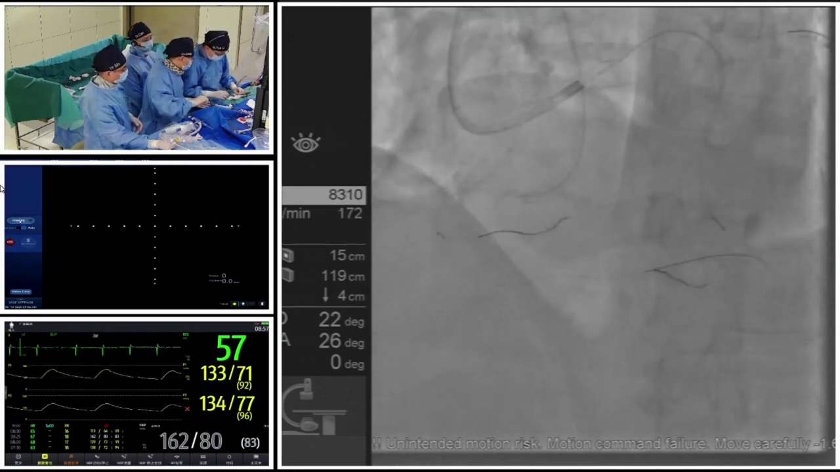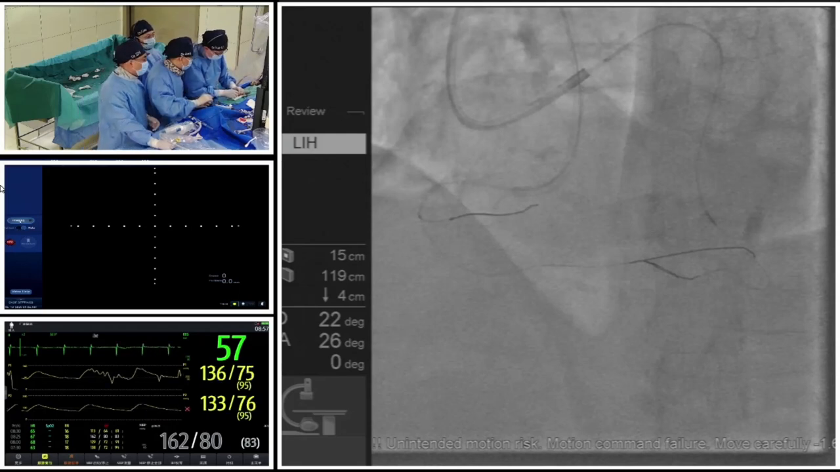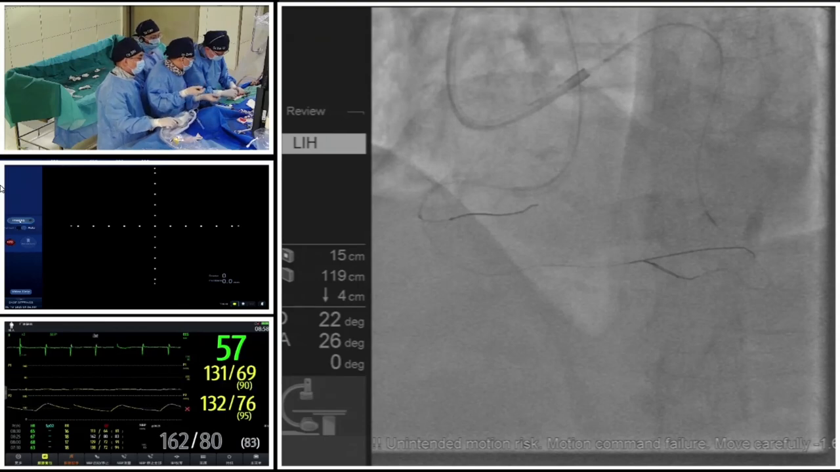Because it's a relatively long case, and this is a relatively small lady, we make sure the patient has rested enough, and also had a breakfast before the procedure.